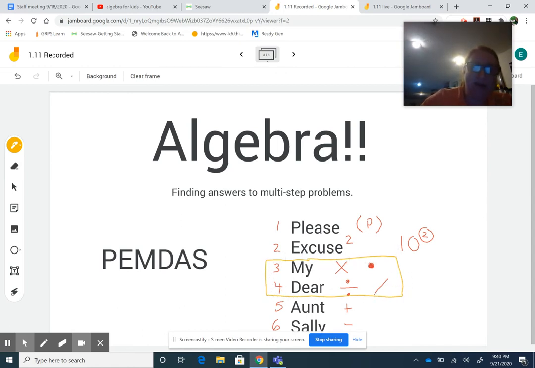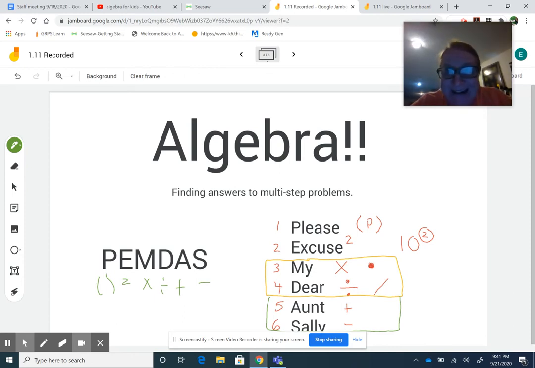It doesn't matter which one is first. You have to do multiplication and division first, and then addition and subtraction. So please excuse my dear Aunt Sally. Parentheses, exponent, multiply, divide, add, subtract.